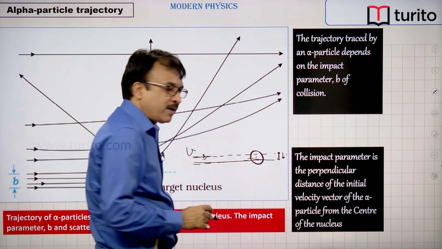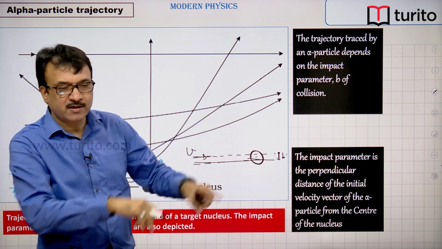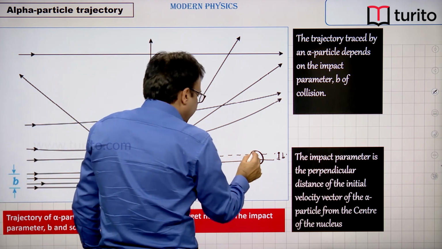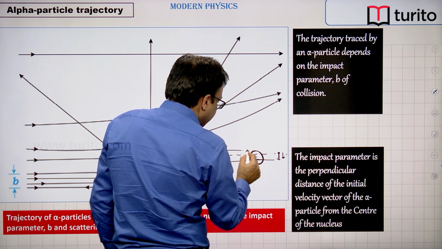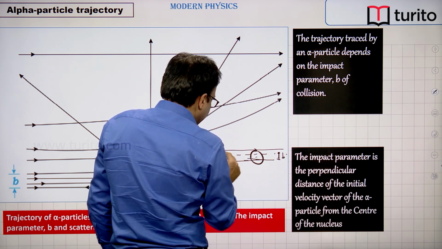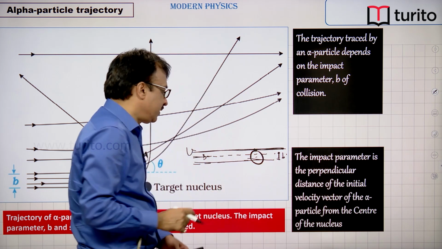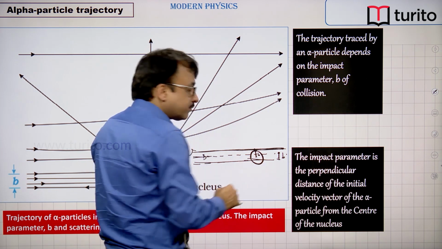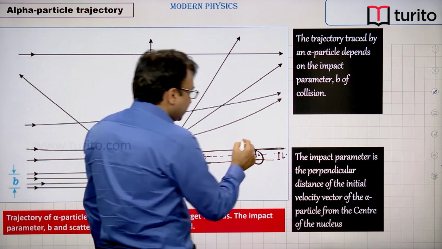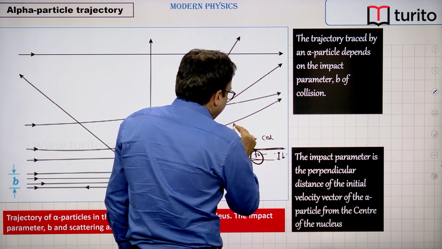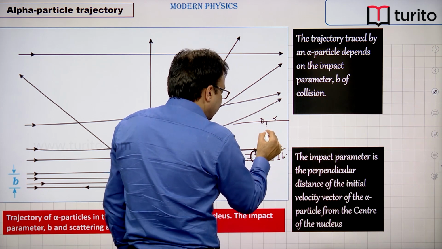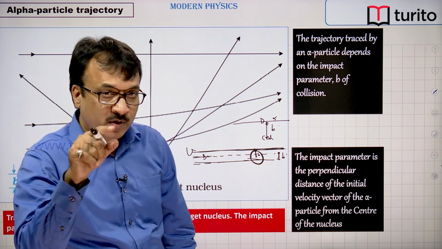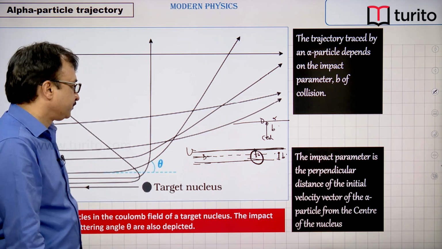Therefore, for the alpha particle which is moving directly towards the center of the nucleus, the impact parameter is 0. For the alpha particle which is moving in such a way that it is just passing through the boundary of the nucleus, the impact parameter is equal to the radius of the nucleus. Okay. So, the impact parameter is the distance between the center of the nucleus and the direction of velocity of the alpha particle. Greater is the impact parameter, smaller is the scattering angle.